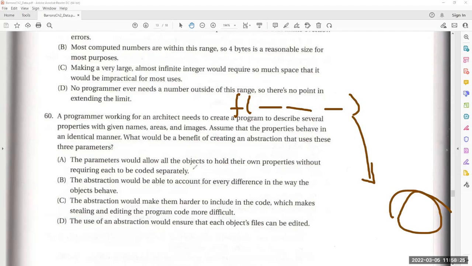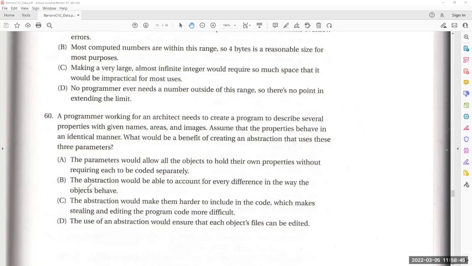So basically, you can call a function. Is that okay? Yeah. You can create a function and you can do it many times. That's the purpose. B: the abstraction will be able to account for differences.